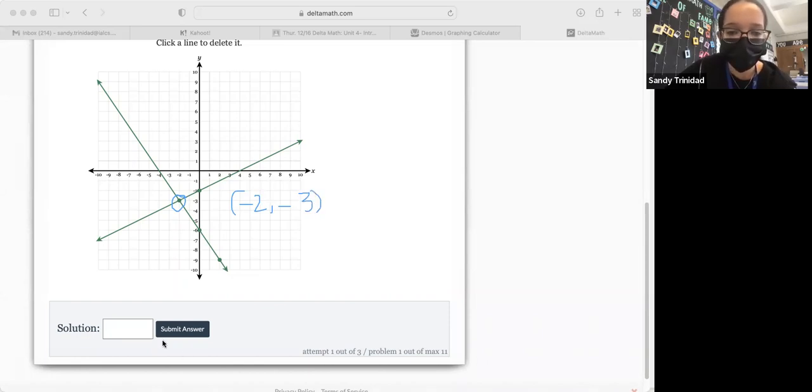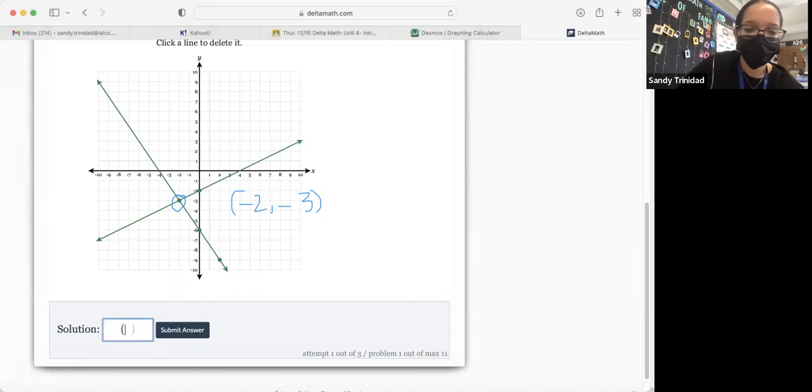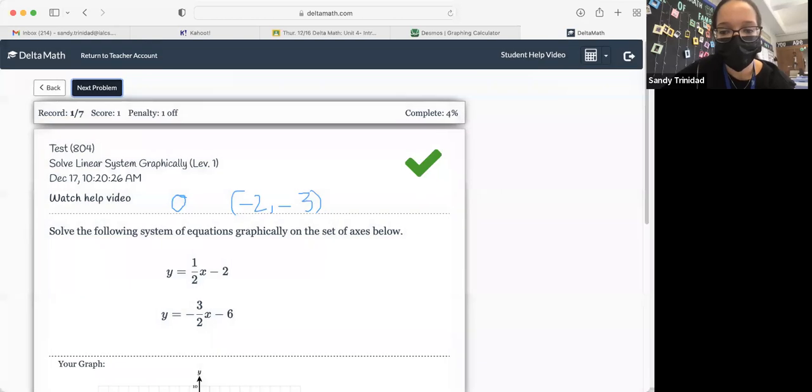So in Delta Math, all I have to do is go in here, put in my parentheses, and I have -2, comma, -3, and that is my solution. And I can submit my answer so that it'll mark it correct.